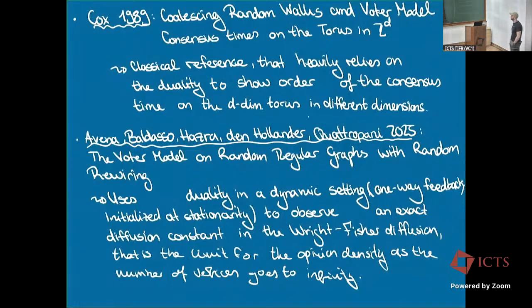It's not as graphical because you have to reverse the graph process, but a very similar duality relation is used to observe convergence to the right Fisher diffusion of the opinion density. And they also observe the exact meeting time of the random walks to get the exact diffusion constant for the Wright-Fisher diffusion. So this gives hope that this also works in a dynamic setup, right? Because the Cox paper is still a static graph. Here we have a one-way feedback.